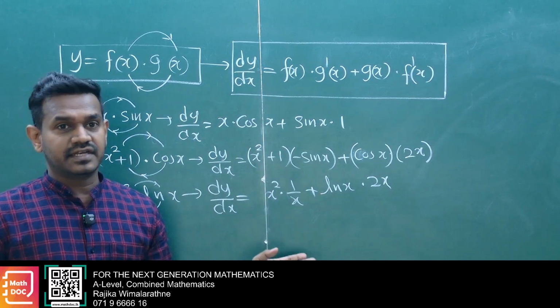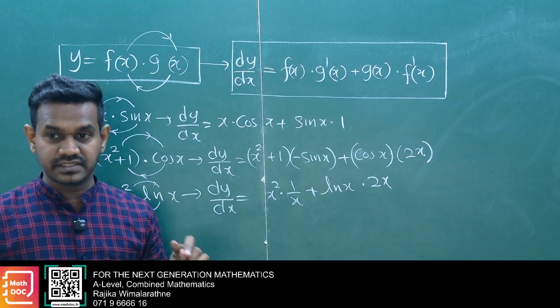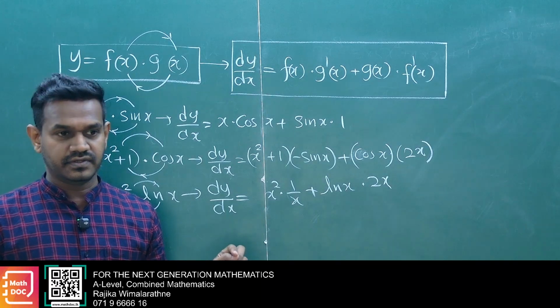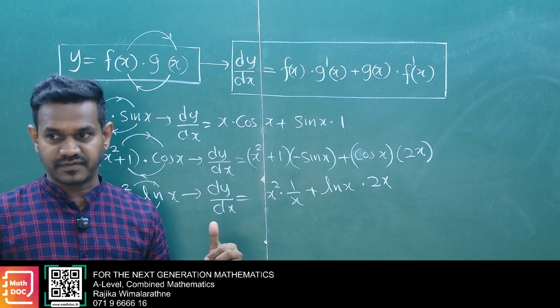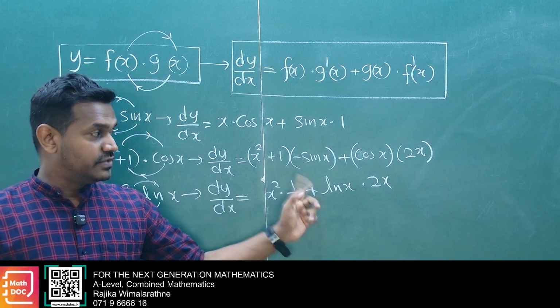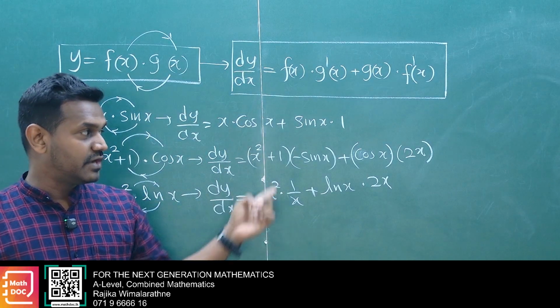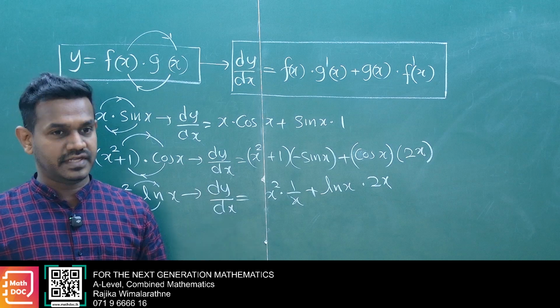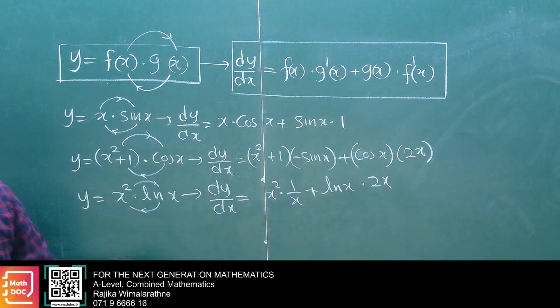Here, in all the results, the derivative means the gradient of the tangent at a general point to the curve. Here this derivative represents the gradient of the tangent. Then by using this gradient we can do many things later. But anyway, you have to remember how to get derivatives. Okay, write all.